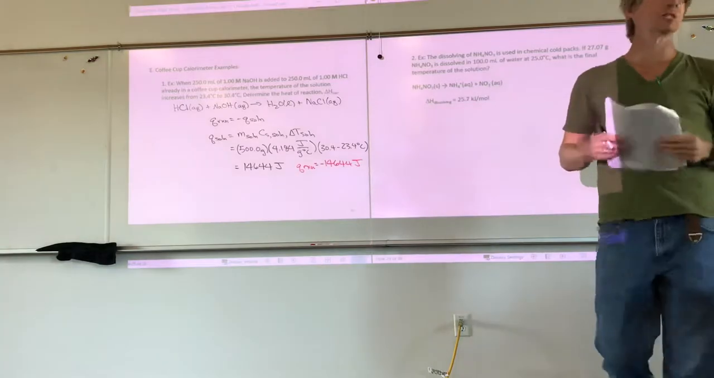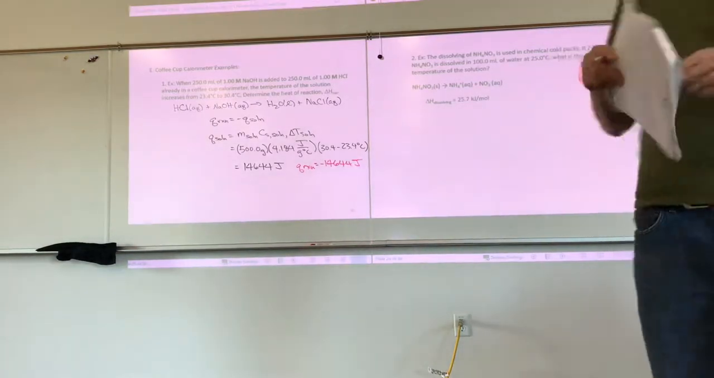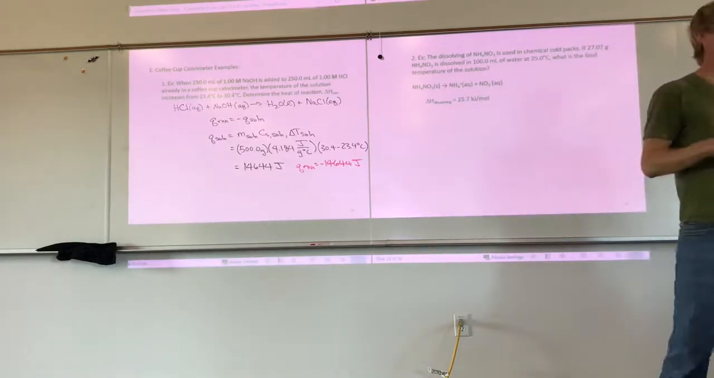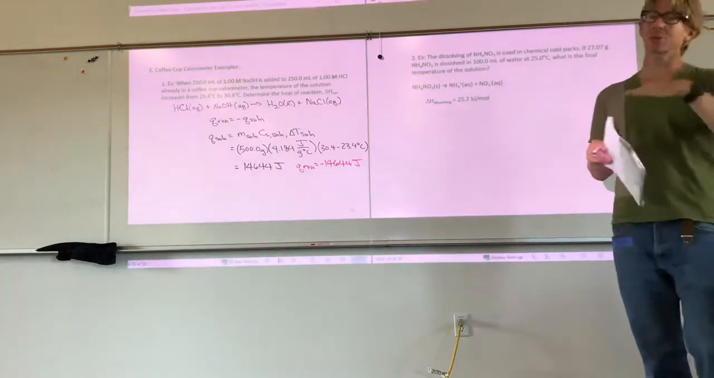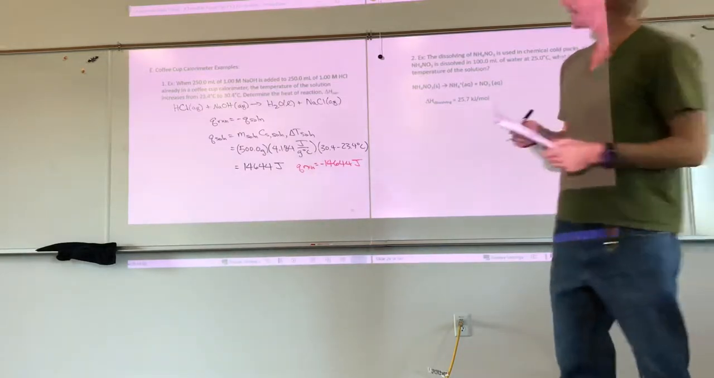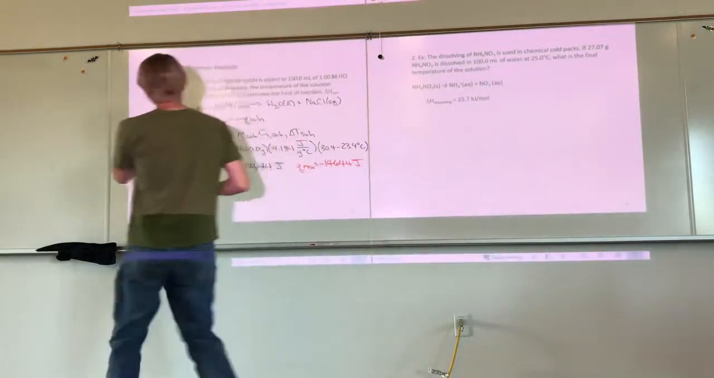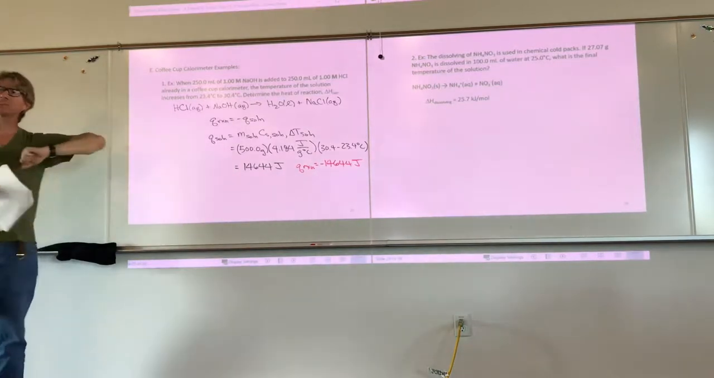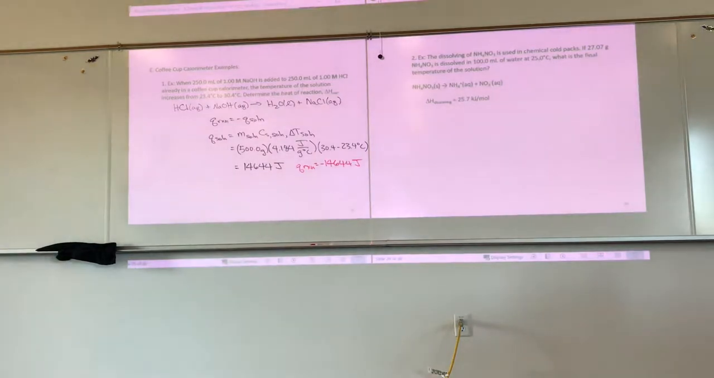Where were we as far as lecture material? Well, we were talking about coffee cup calorimeter type problems. We said there were two main types, and we're going to work both of those two main types today. One of them is a coffee cup calorimeter problem with a reaction, and the other was a coffee cup calorimeter problem with two materials and no reaction.